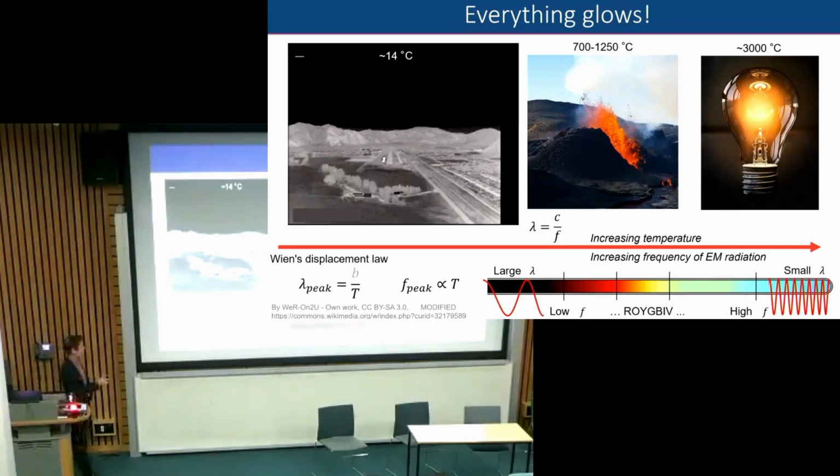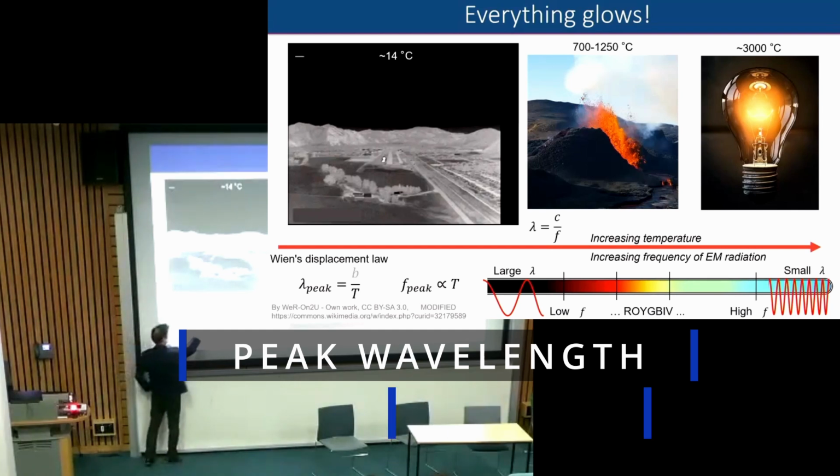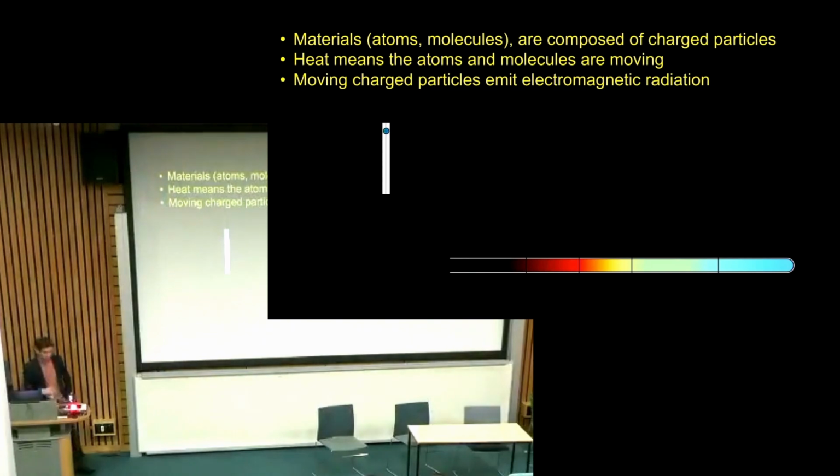Or alternatively, using lambda equals c over f, we can say therefore the peak wavelength of electromagnetic radiation given off from an object of a certain temperature is proportional to the reciprocal of the temperature of the object. Okay? So let's take a look at a few of those examples in a moment.